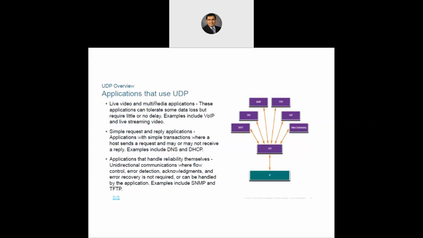Applications that use UDP are DHCP, where you get an automatic IP address. DNS, where instead of using an IP address, you can use a DNS name. It's easier to remember www.google.com rather than an IP address. Voice over IP and video conferencing all use UDP.